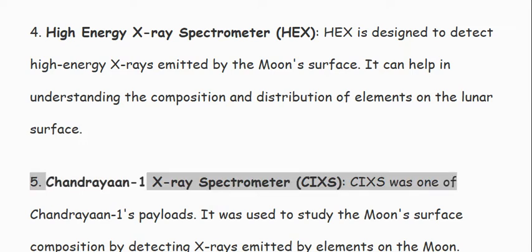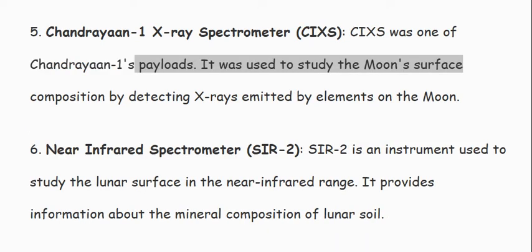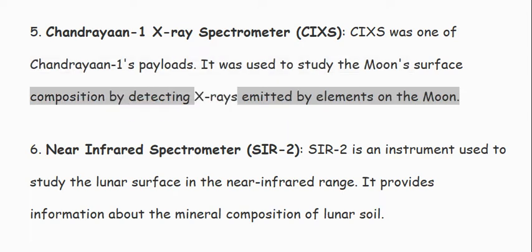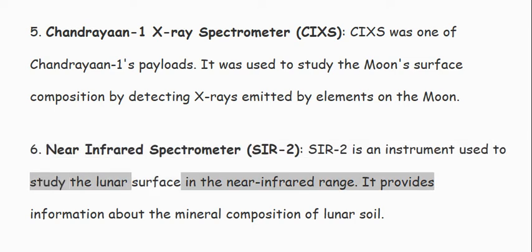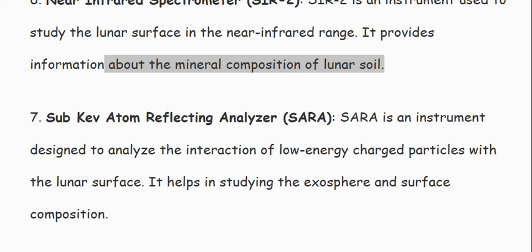5. Chandrayaan-1 X-ray Spectrometer. C1XS was one of Chandrayaan-1's payloads. It was used to study the Moon's surface composition by detecting X-rays emitted by elements on the Moon. 6. Near-Infrared Spectrometer. SIR-2 is an instrument used to study the lunar surface in the near-infrared range. It provides information about the mineral composition of lunar soil.